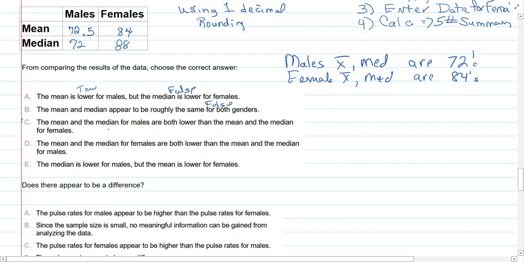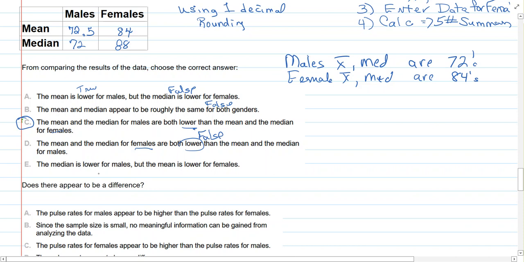The mean and the median for males are both lower than the mean and median for females. That is true. That's my first guess that it is true, but we have to read all of them in case I've made a mistake. The mean and the median for females are both lower. Oop, that's false.